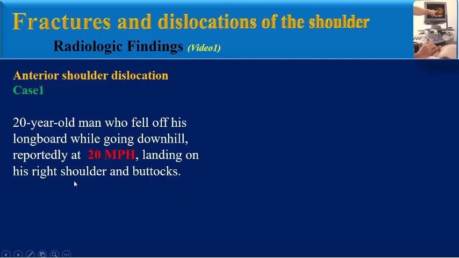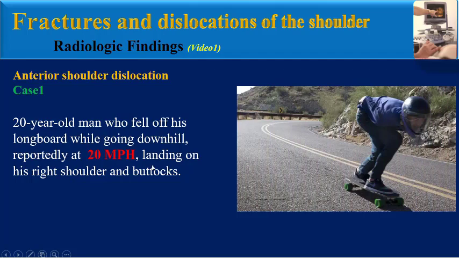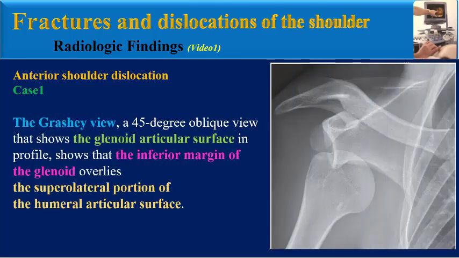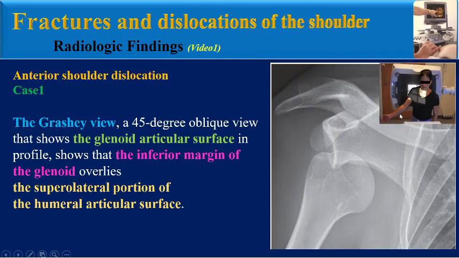Case 1. A 20-year-old man who fell off his longboard while going downhill at a speed of about 20 miles per hour, landing on his shoulder and buttocks. The AP radiograph shows the humeral head is dislocated and projects in a subcoracoid location, and the glenoid fossa is empty.